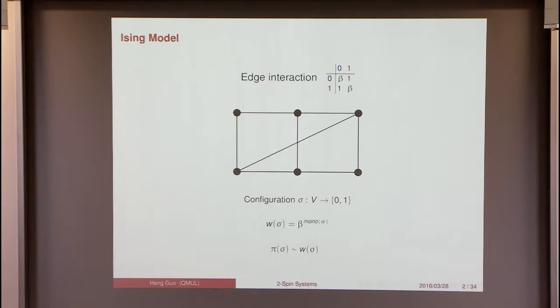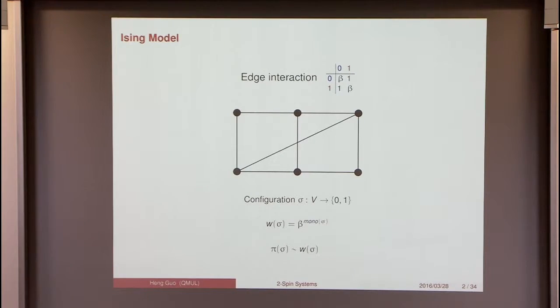So let's start. This is the Ising model, which is a very classical model that has been very well studied. For the Ising model, we have this edge interaction matrix, beta 1, 1 beta, where each number encodes the interaction of the states of the two endpoints of an edge. This defines a distribution on the configurations, where each configuration is an assignment from vertices to 0 or 1. So each vertex is a Boolean variable, and the interaction is given by this matrix. If the two endpoints are 0, 0, it gives beta. 1, 1 also gives beta. And 0, 1 and 1, 0 give 1.